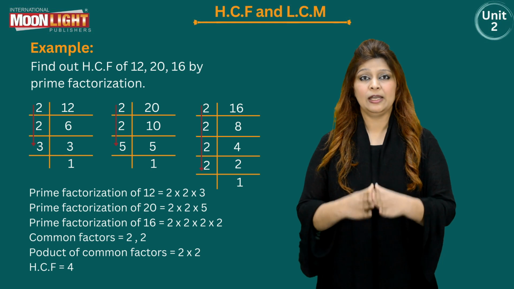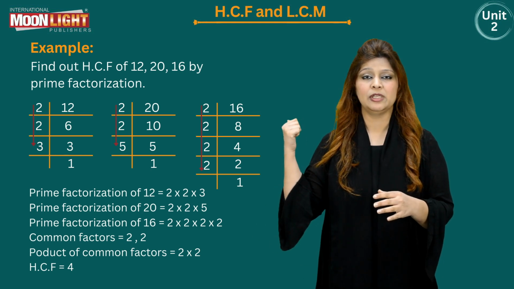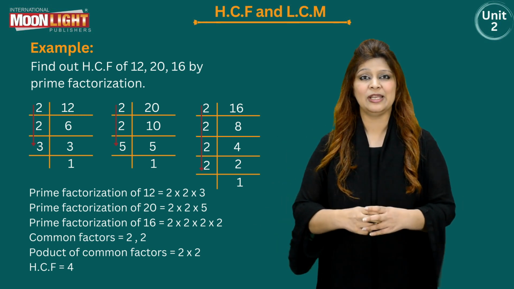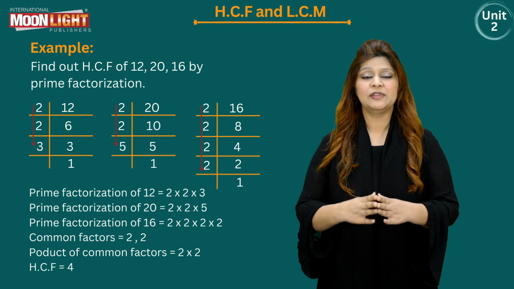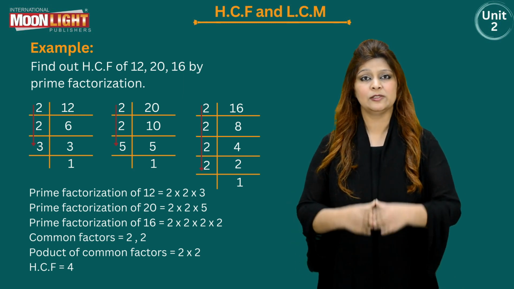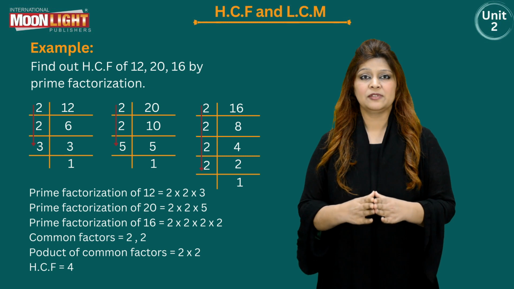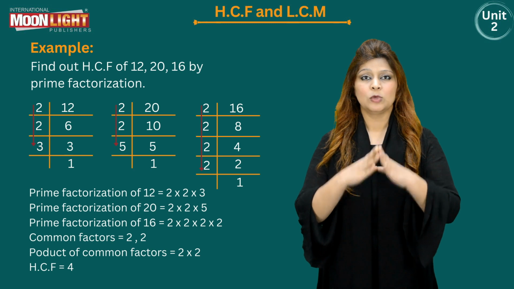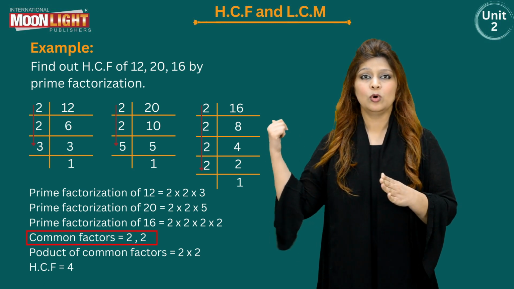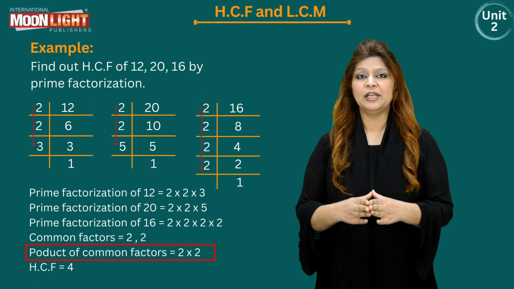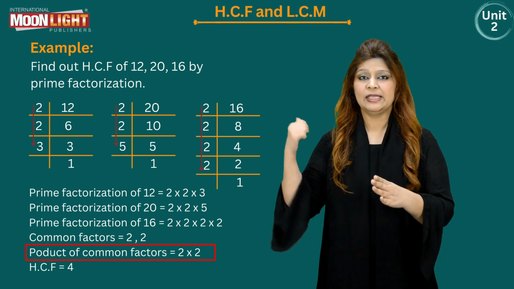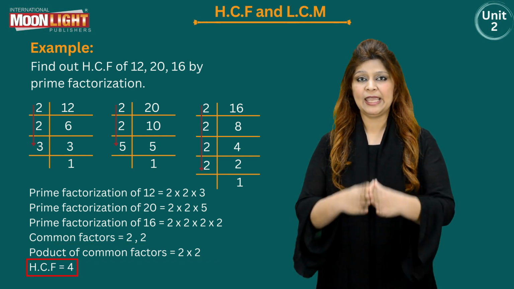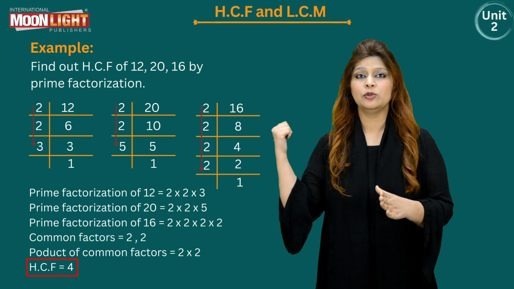Now I have noticed that there is one more number which is 2. So I am just going to write down this 2 over here because this is also coming 3 times. Means this is common. If the number is repeating 3 times, then it is a common factor. That is why I have circled these 3 numbers as well. So I will write common factor is equals to 2, 2. Now I will write product of common factors is equals to 2 multiplied by 2. Now I will write HCF is equals to 2 into 2 is 4.